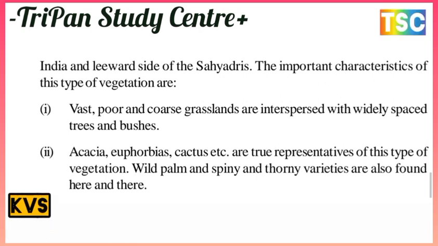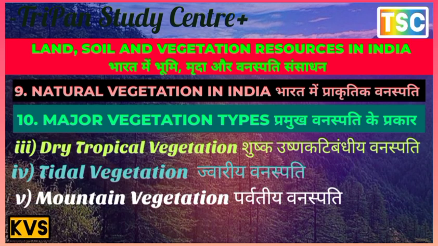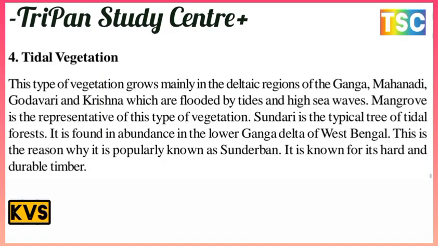They are important. And next, tidal vegetation. This type of vegetation grows mainly in the deltaic regions of the Ganga, Mahanadi, Godavari and Krishna, which are flooded by tides and high sea waves.